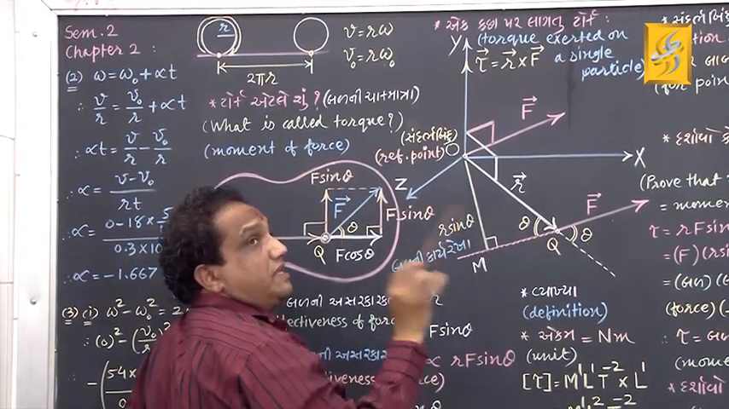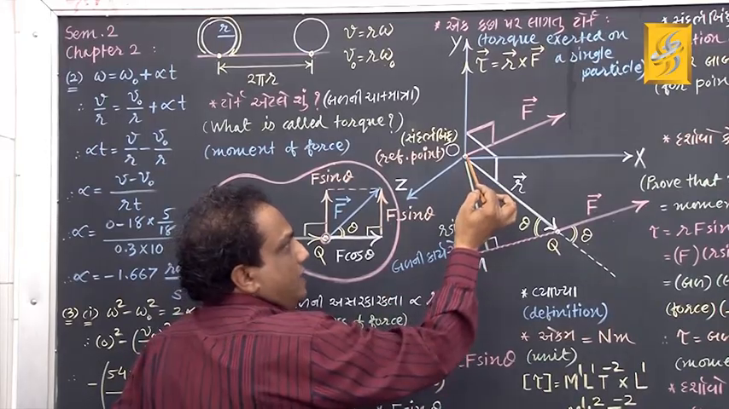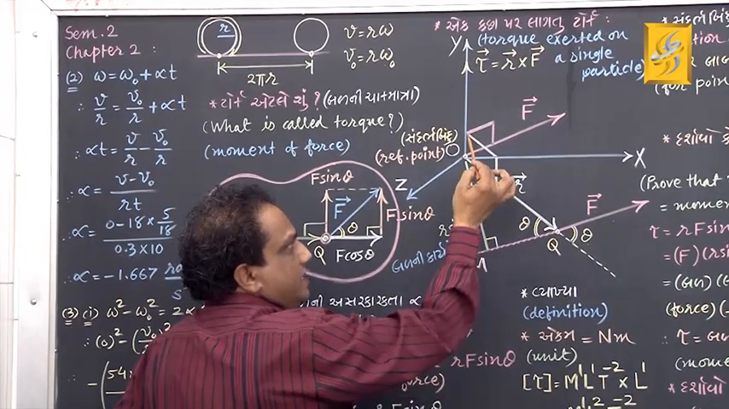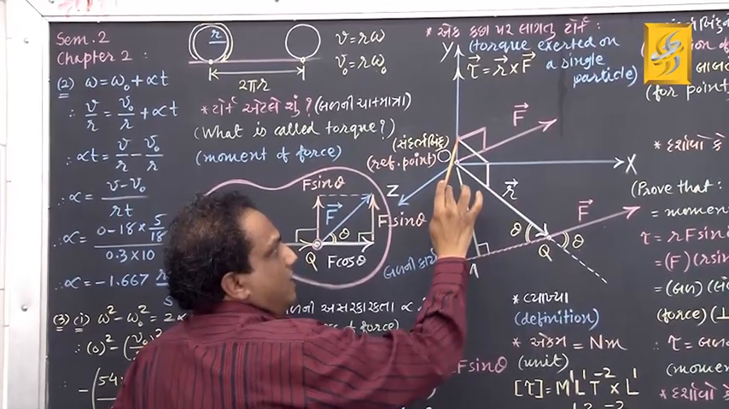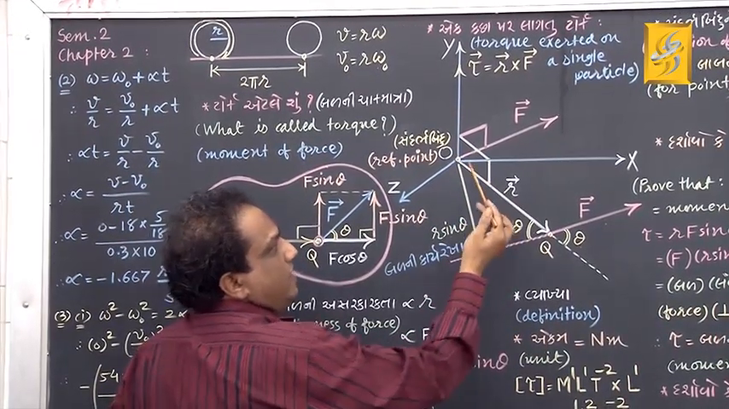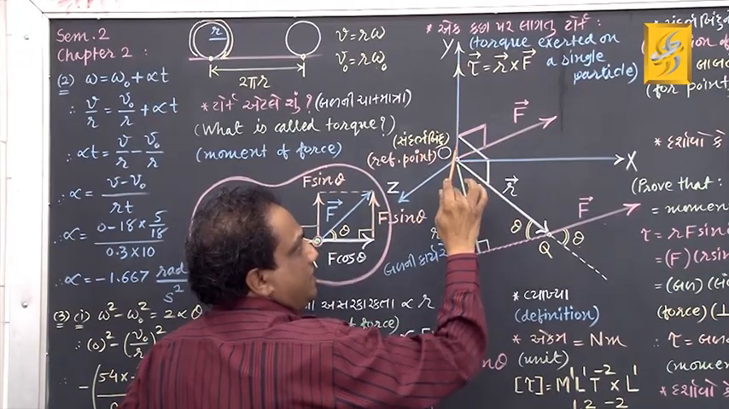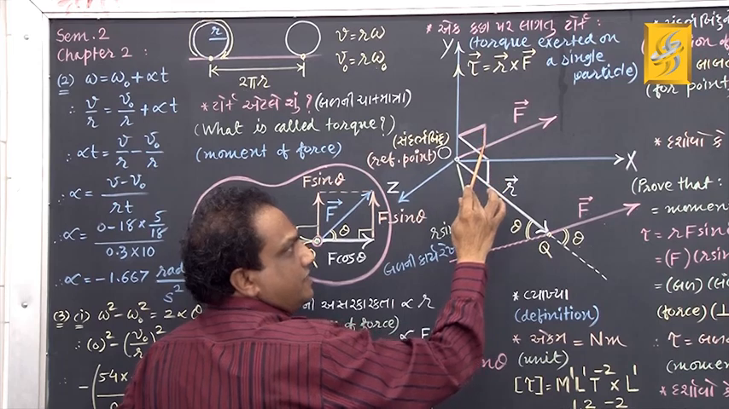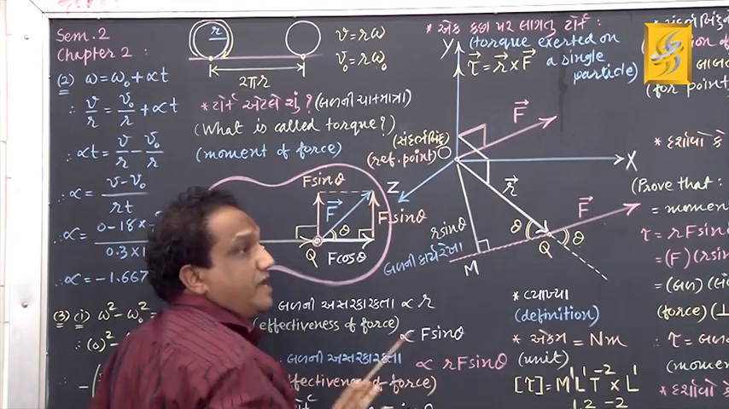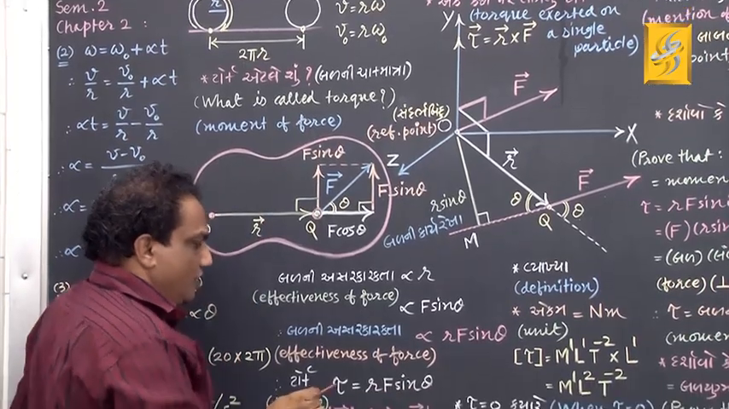Just to show that the angle is exactly a right angle, what should you take care of? Parallel to this is this line segment. Parallel to this is this line segment. Similarly, parallel to this is this line segment. Parallel to this is this line segment. Correct? And then only you will find them as right angles. Okay? Fine. Now what about the unit of torque?